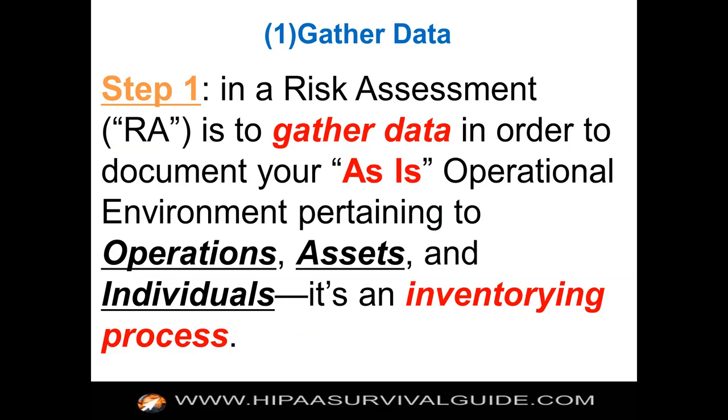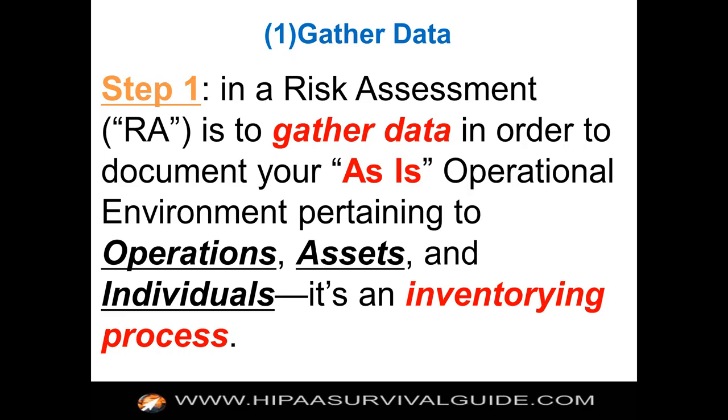So in the risk assessment, RA for short, the first thing you have to do is gather data in order to document your as-is. What does your operational environment look like today? What are you documenting? Your operations, your assets, and your individuals. Again, operations are workflows. Assets are what we talked about: devices, PCs, servers, etc. Individuals, your workforce. This is essentially an inventorying process. What do you have? That's what you're trying to identify. This is step one. You can't even get to step two.